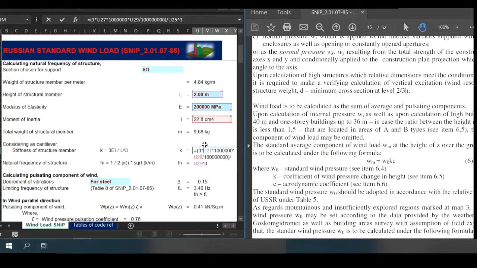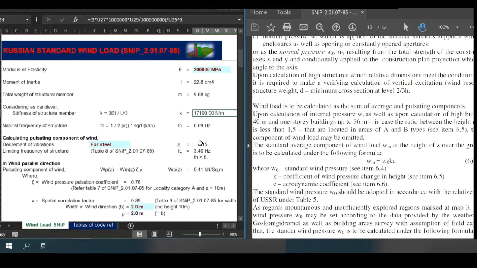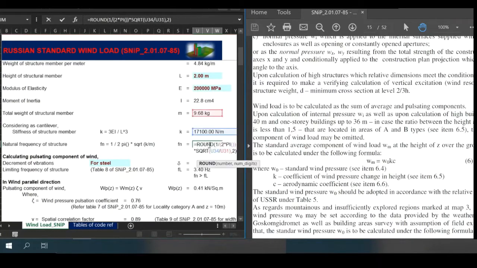Applying this, I am getting the value of 17,100 Newton per meter. So natural frequency, this is also a basic formula to find the natural frequency. F1 equal to half of pi into square root of K divided by M, where K is the stiffness and M is the mass. Applying these values in this formula, I am getting the natural frequency of the structure as 6.69 Hertz.